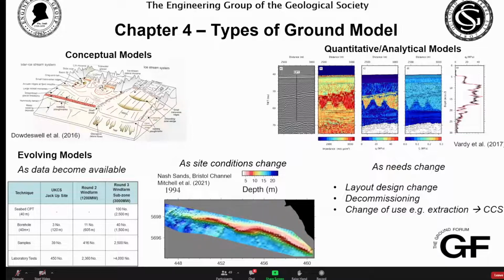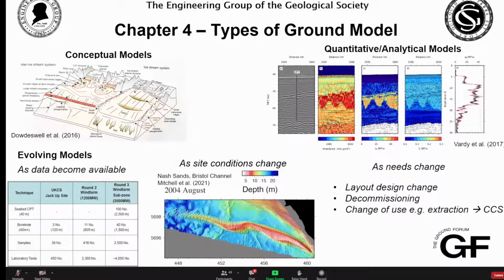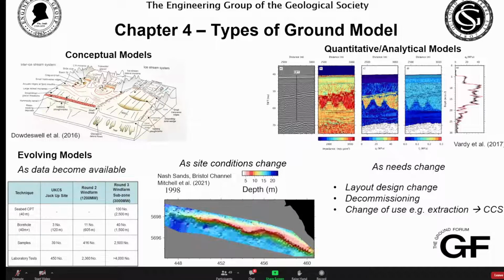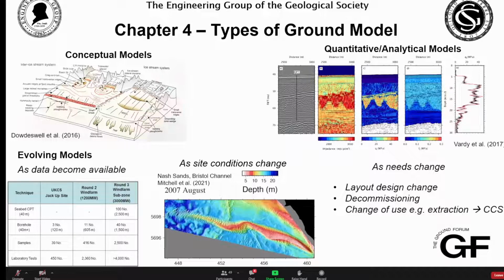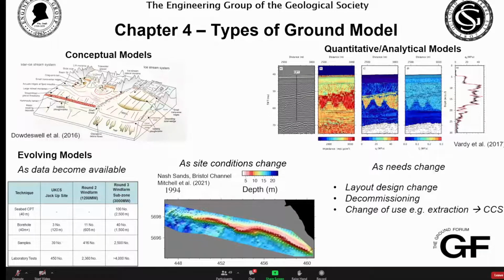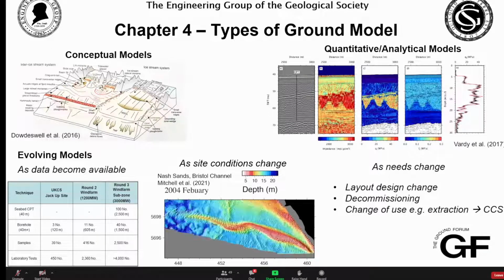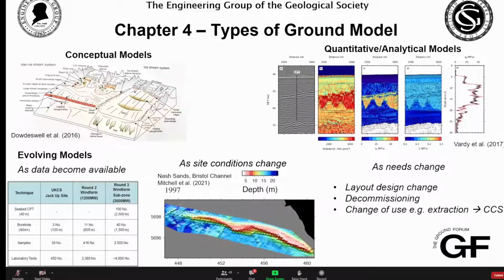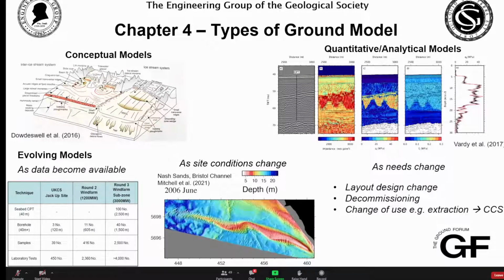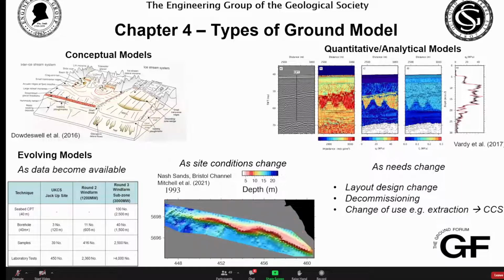So layout designs may change. And throughout the lifetime of a project, things change. You come towards the end and we're looking at decommissioning of some round one wind farm sites, of oil and gas developments in the North Sea and other places. And indeed, the use of a site may change. A previous hydrocarbon extraction site may be repurposed for carbon capture and storage. So these are the sorts of things that we will think about.